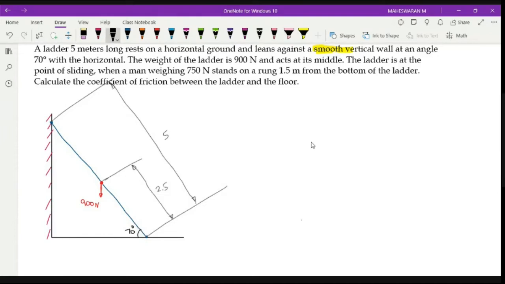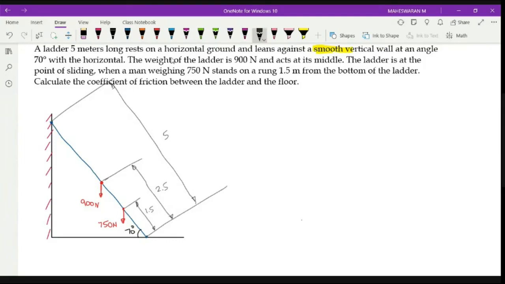Now a man is standing. The weight of the man is 750 Newton. Let me consider this is my location. Here there is a person standing. The weight is 750 Newton at a distance of 1.5 meter from the bottom, which means this distance is 1.5 meter. Okay, so this is my overall diagram.